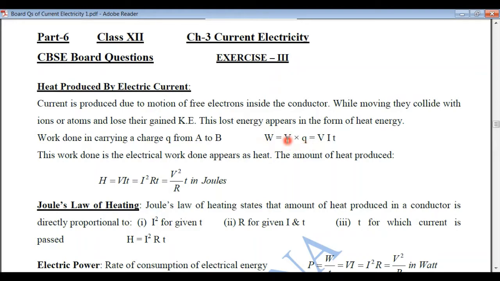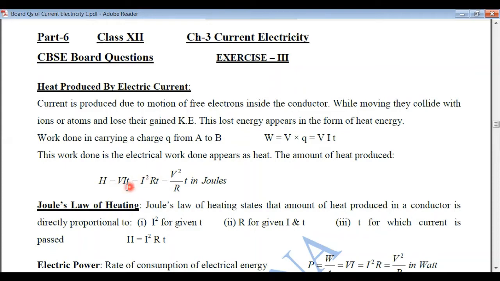We know that the potential difference is work done per unit charge. So the electrical work done will be equal to V into Q, and Q can be written as I into T. And this electrical work done appears in the form of heat, and hence the heat produced is given by V into I into T.